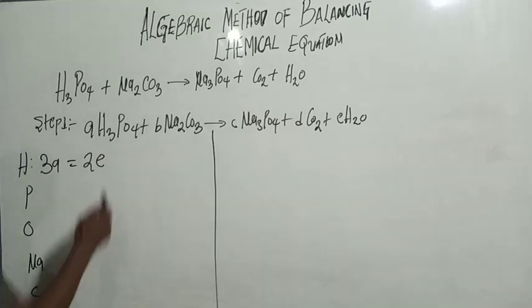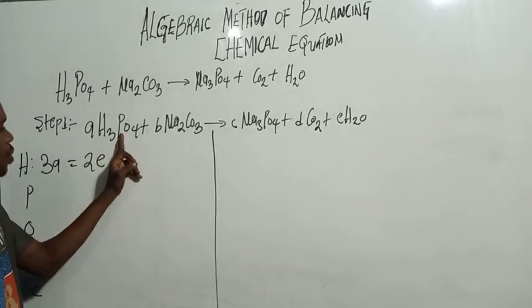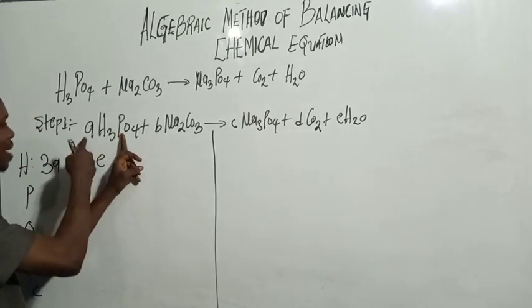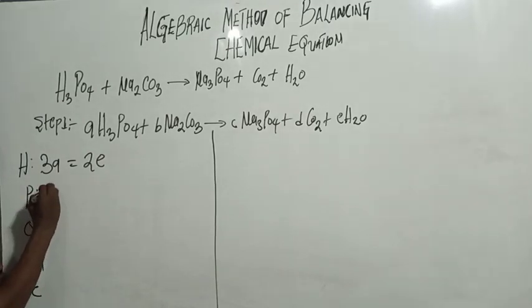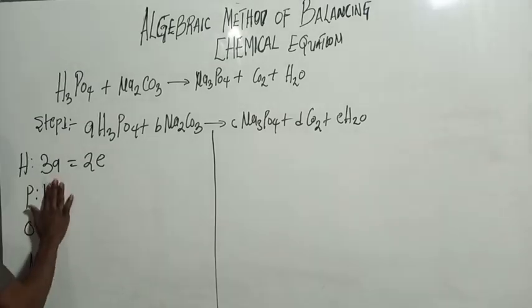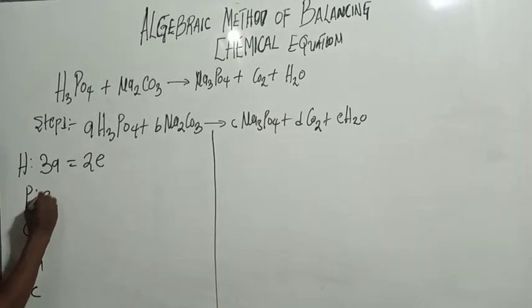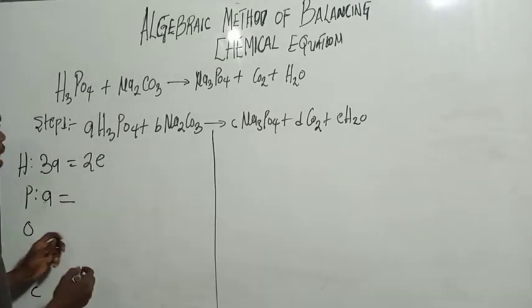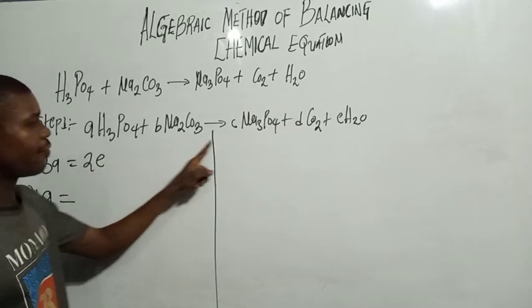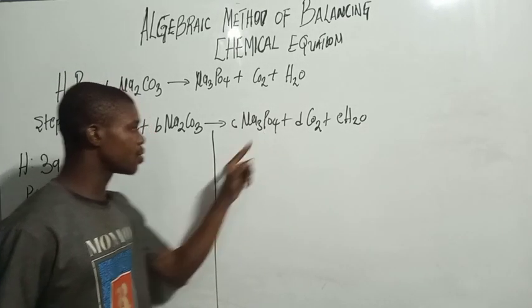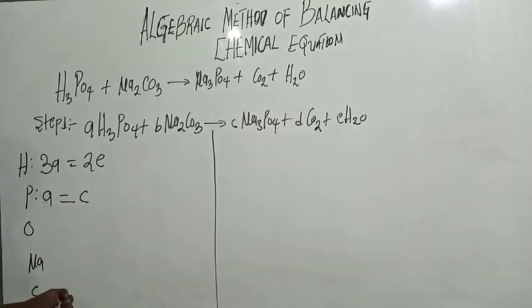Then our phosphorus. How many atoms of phosphorus do we have here? 1. 1 times A, here we have A. Do you get that? There's no point of saying 1, it does not make any sense. So just say A is equal to. Now, here we have phosphorus. How many do we have here? 1. So it will be C. Do you understand? The next one is oxygen.